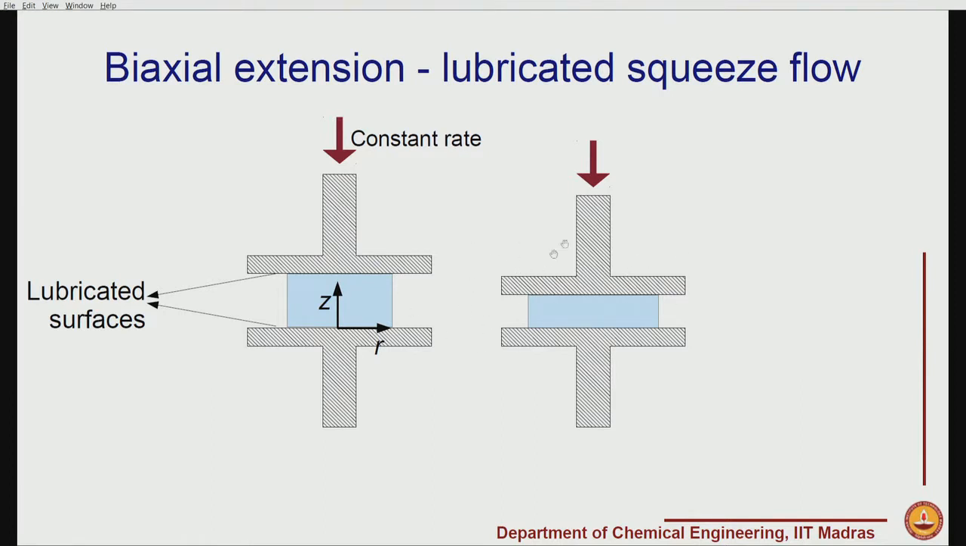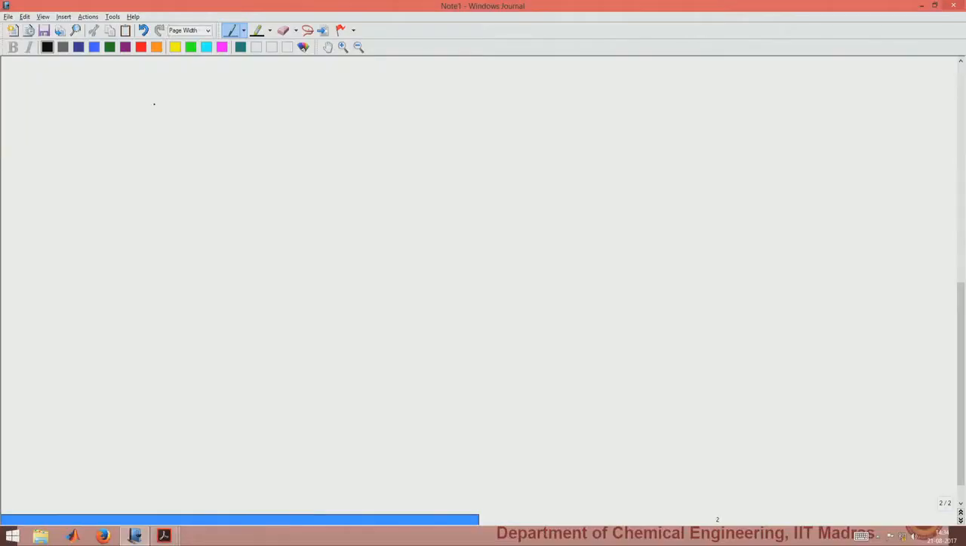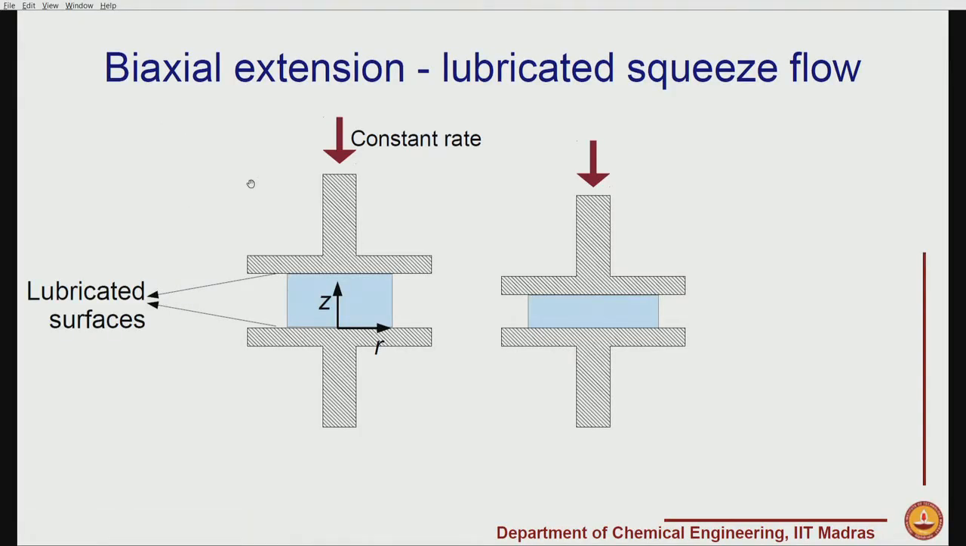So, which are the velocities in this case? Vr is there and Vz is also there, right. Of course, V theta is 0. And since we are saying constant rate here, what can we say about Vz? Will it be the same at all points, because the bottom plate is not moving, right. The fluid next to the bottom plate is not in fact moving in the z direction, only the top plate is coming down.